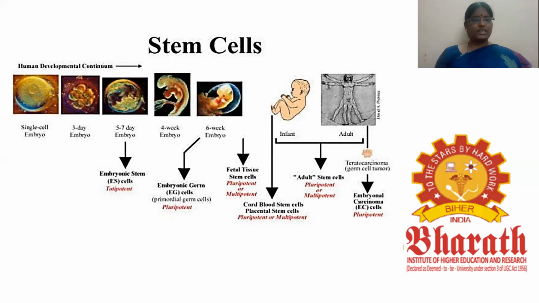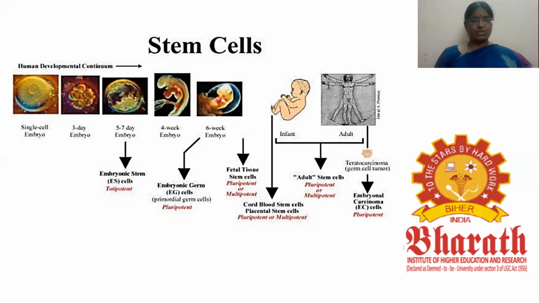This diagram shows the human development continuum. So first, a single cell embryo is converted to a 3D embryo stage. From that it is converted to a 5 to 7 day embryo stage, and the 5 to 7 day embryo stage is called the embryonic stem cell stage, which has totipotent potency, and then the 4-week embryo is formed.